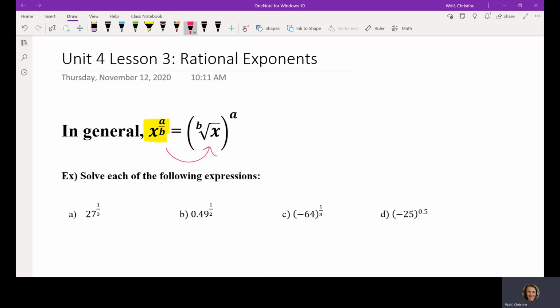Whatever the base was, so that's x in this case, goes underneath the radical right there. And then if you look closely, the denominator, so the b, goes in the little nook. That's called the index, okay? And then the numerator goes as a power on the outside. So the denominator becomes the index, the numerator goes in brackets on the outside, and the base doesn't change.